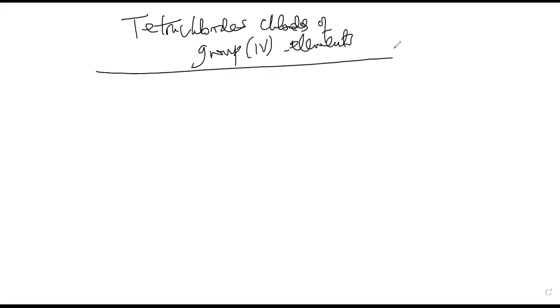Now, if I'm asked, what do you know, members, about the tetrachlorides of group four? Someone tell me what they know about the tetrachlorides of group four.